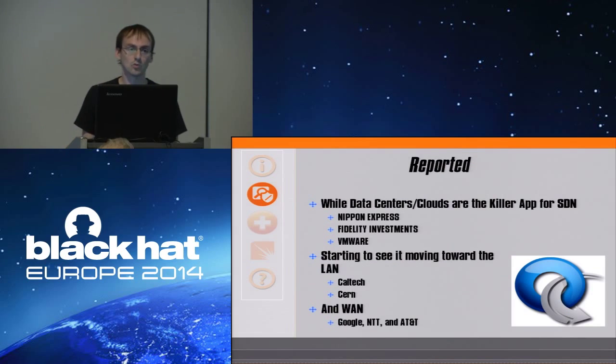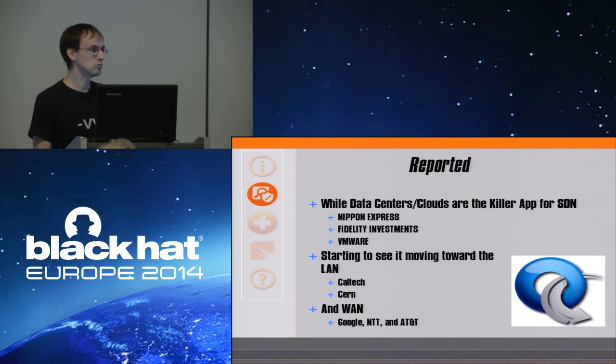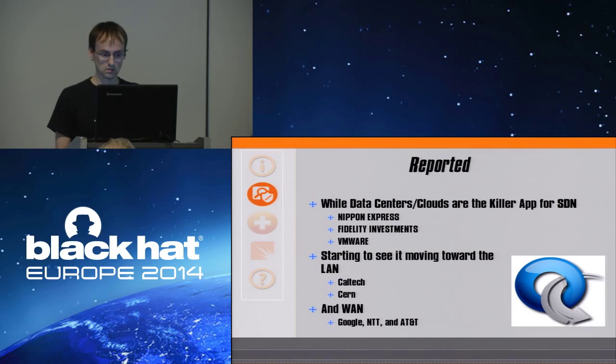Not only are we going to have to worry about it, we have to worry about it now, right? It's actually already here. Data centers in the cloud are considered the killer app. In fact, that's where most of the movement is right now. Nippon Express, Fidelity Investments, VMware are big in this space, but it's also moving toward the LAN, Caltech, CERN, and, of course, the WAN, Google, NTT, and AT&T. In fact, Google has it operating one of their backbones, their international backbones. So they're pretty invested in that now. It's coming. It's here. So that's something we're all going to have to be concerned about.